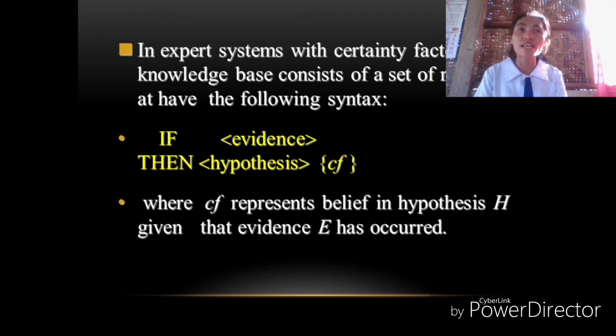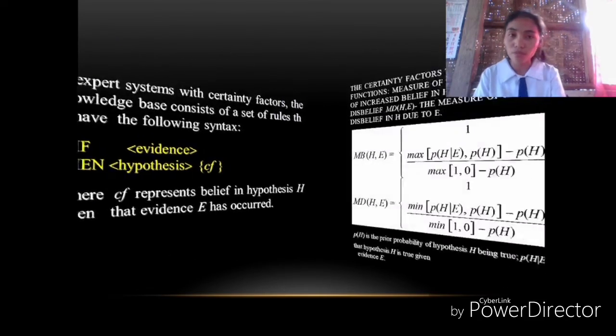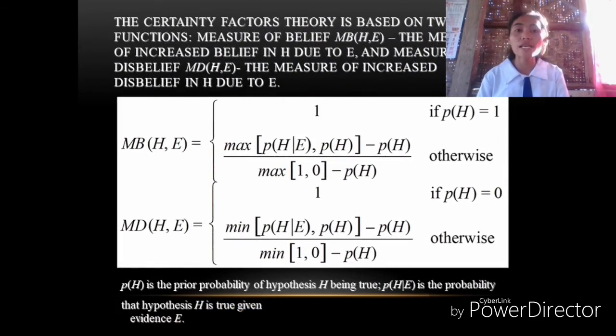In an expert system with certainty factors, the knowledge base consists of a set of rules that have the following syntax. So, sa programming languages, naa man siya syntax. So, sa certainty factor pod, naa pod siya kaugalingon nga syntax. If evidence, then hypothesis, certainty factor, where CF represents belief in hypothesis H given that evidence E has occurred. The certainty factor theory is based on two functions. Measure of belief, MB(H,E). Ang H mao means hypothesis, ang E mao'y evidence. The measure of increased belief in H due to E. And the measure of disbelief, MD(H,E), the measure of increased disbelief in H due to E.